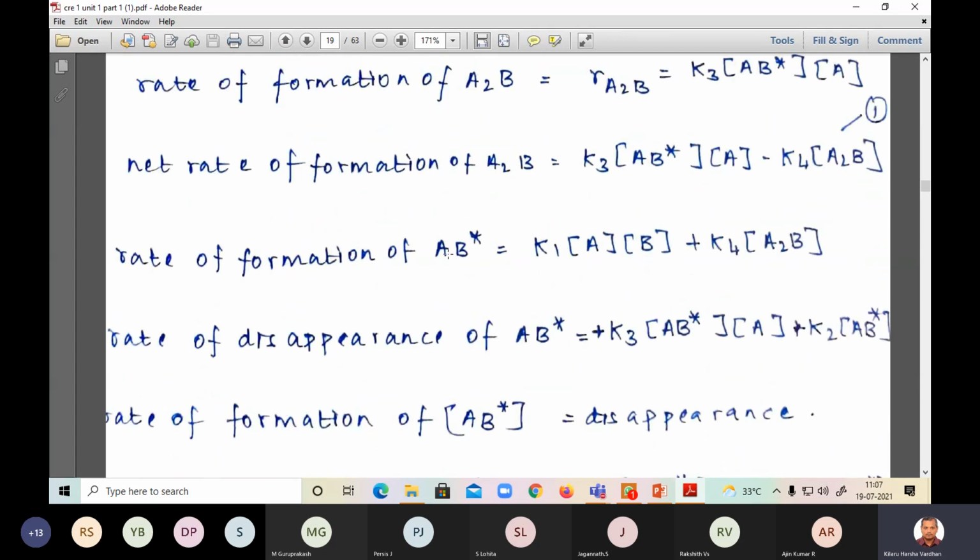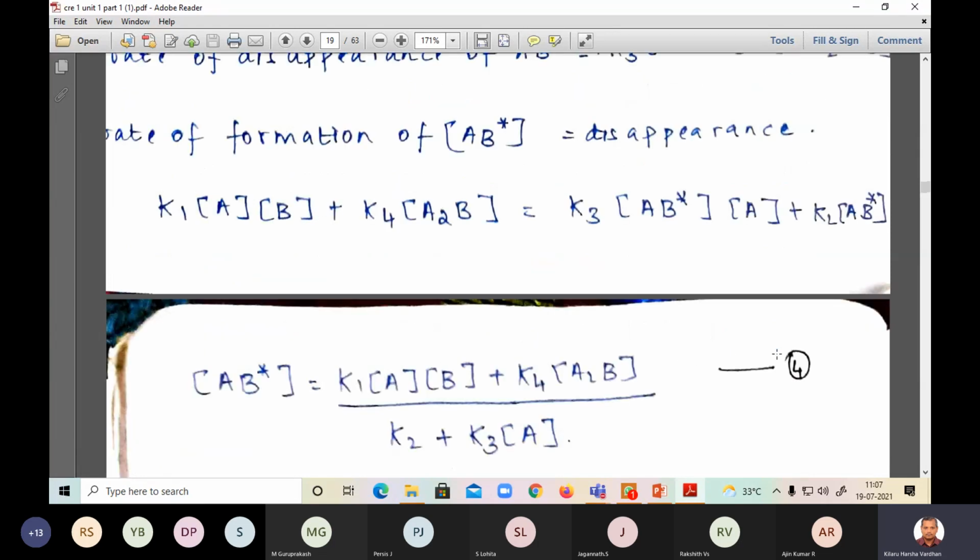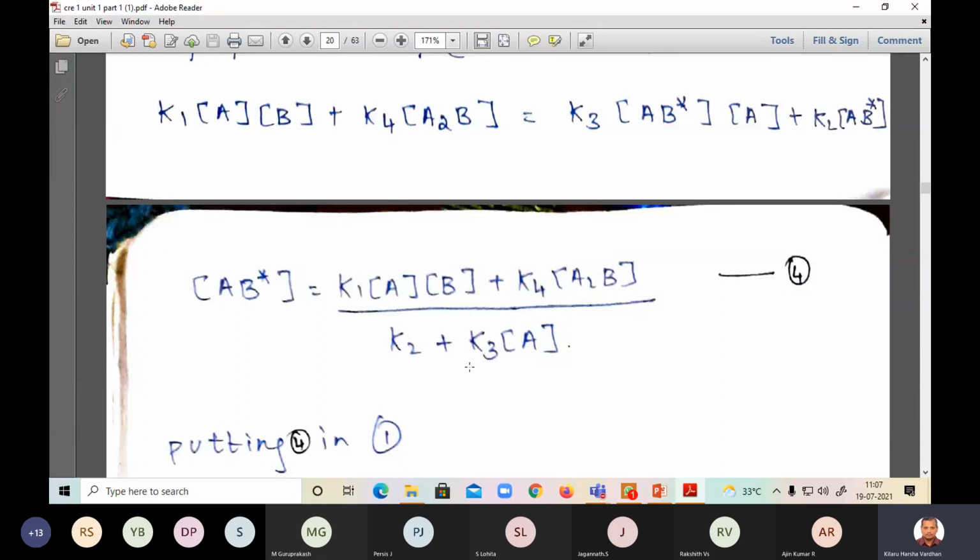So that is what we put. Now at equilibrium, these two are the same. If you equate formation and disappearance, this is what we get. From this, we can get AB star because it is common. If you take AB star, then you are getting this.